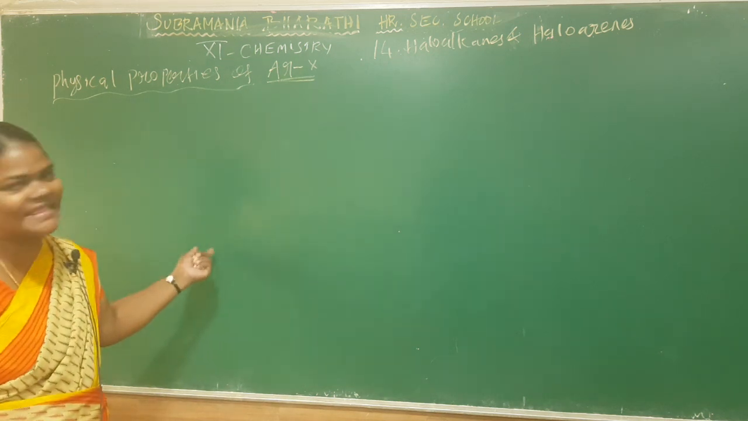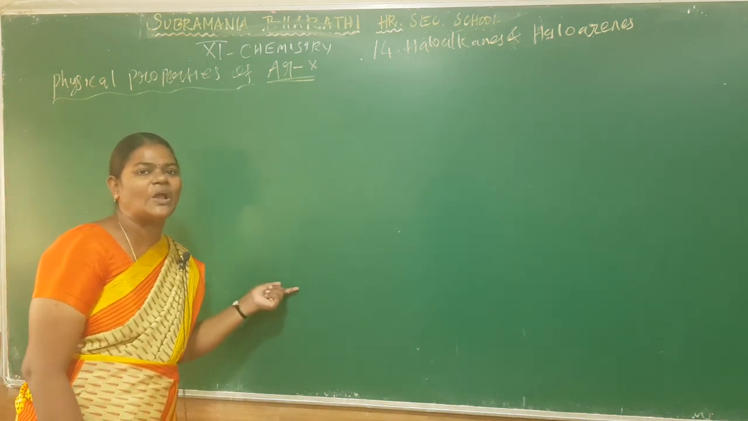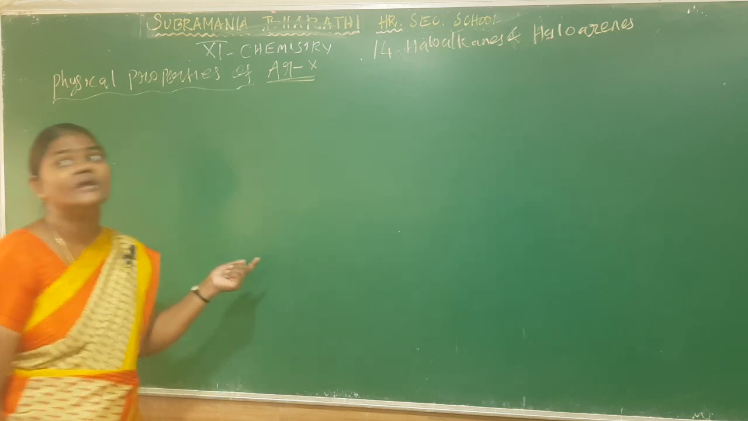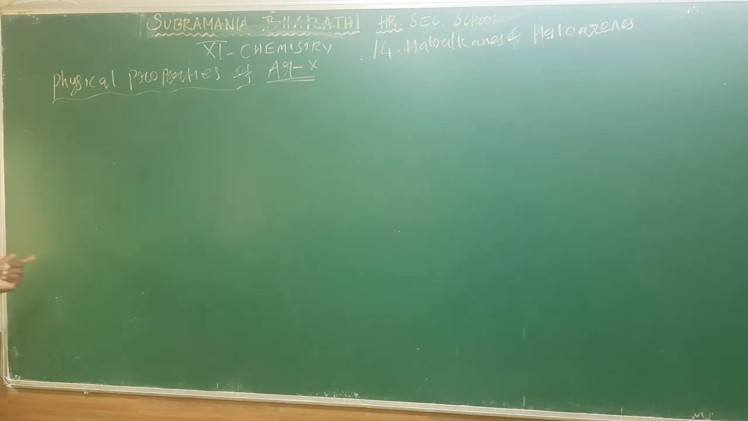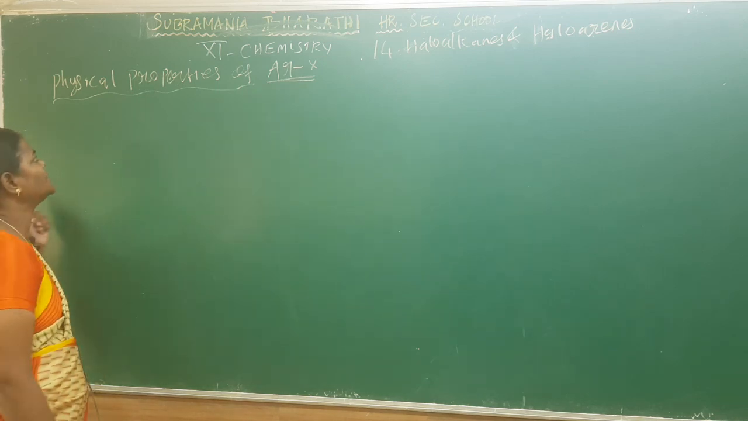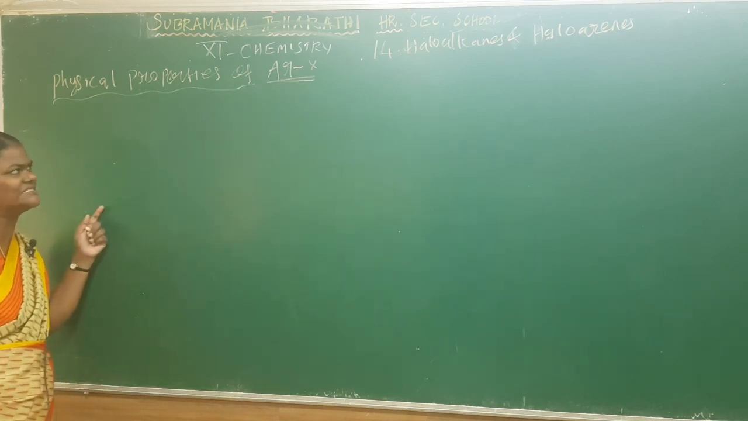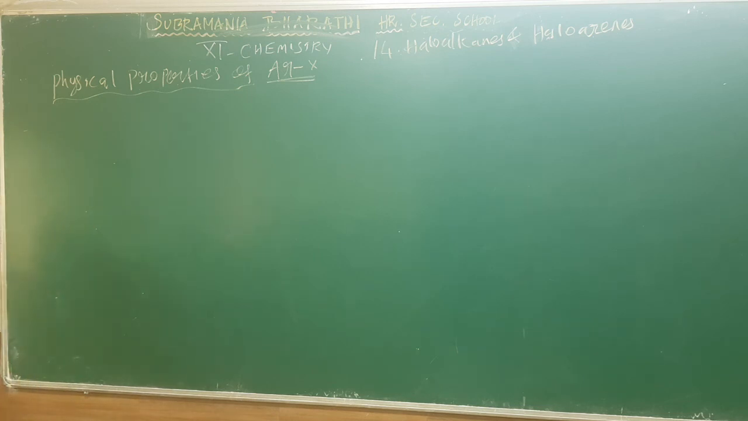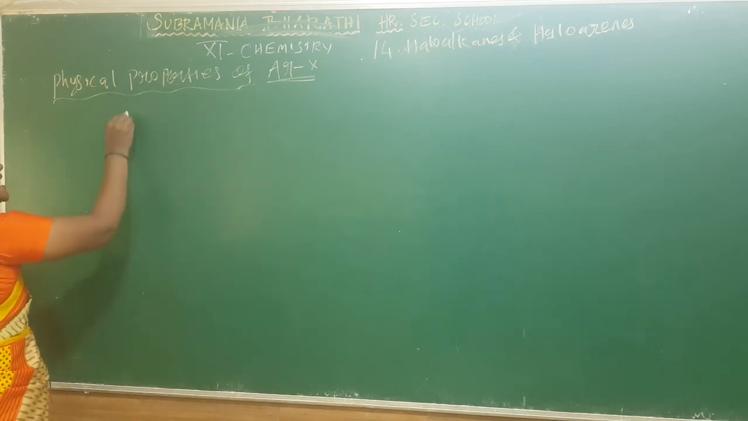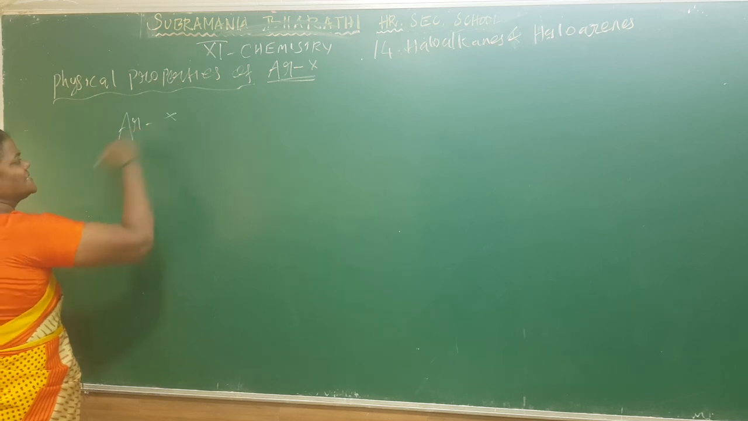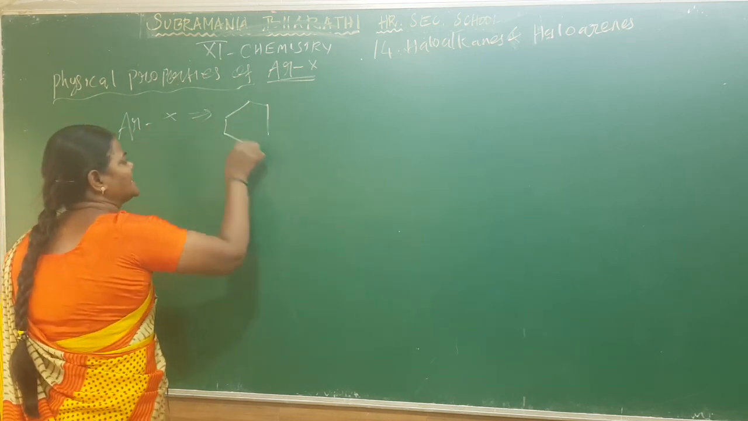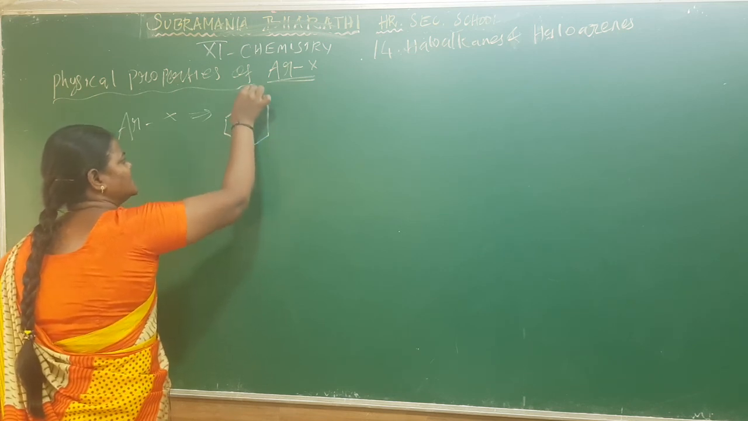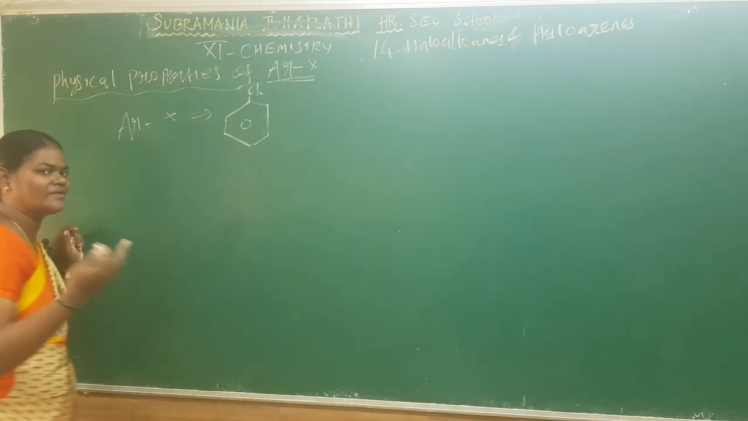Welcome students. In 11th standard chemistry, unit 14, haloalkanes and haloarenes, in this section we will learn about the physical properties of haloarenes. The general formula is Ar-X, where the structure of the compound is benzene attached with a halogen. Whatever X may be, okay.